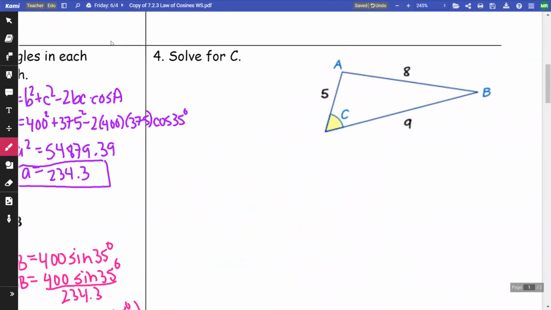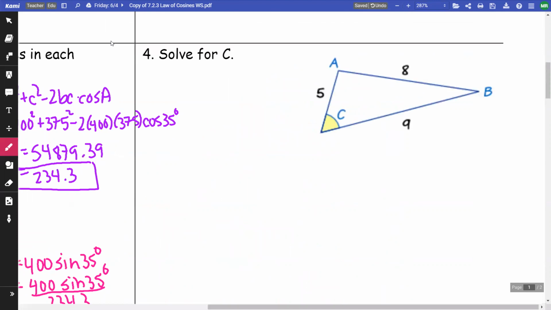On problem 4, they want us just to find angle C. So if you're looking at this, you'll notice I've got side, side, side, and I don't have any pair of angle and side across that I know. So you're not going to use law of sines. We're going to use law of cosines. And since I'm going to find an angle, I am going to use this formula. And they want me to find C.